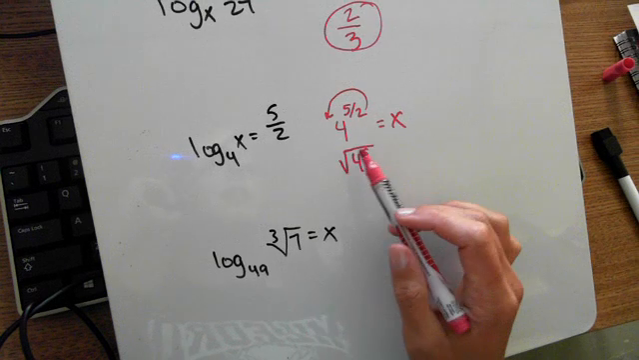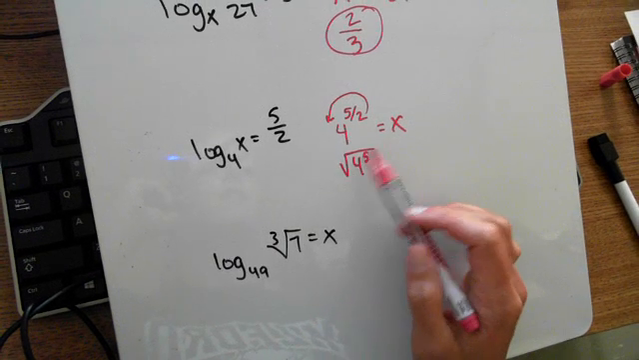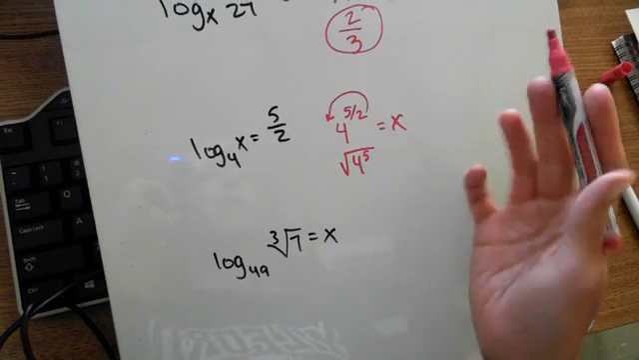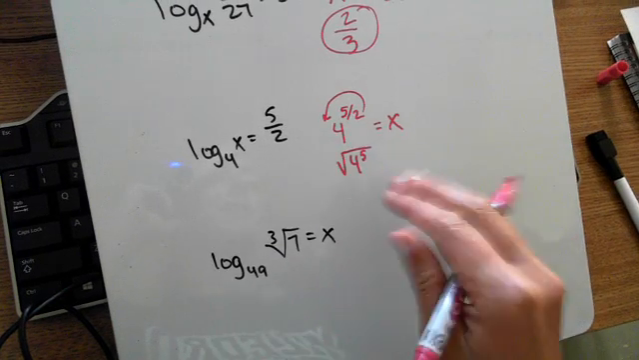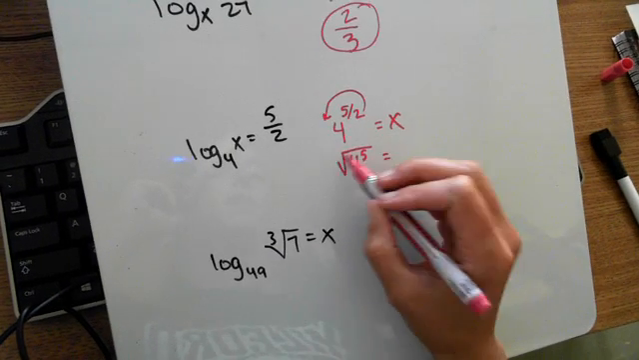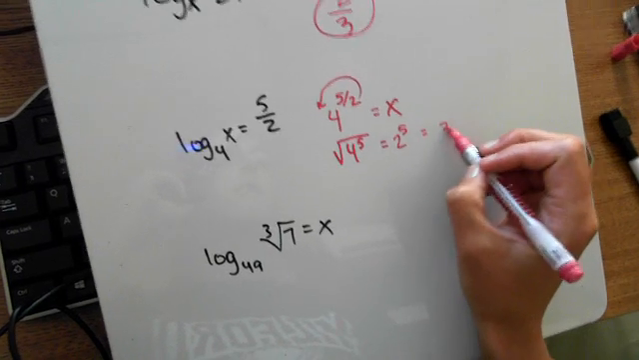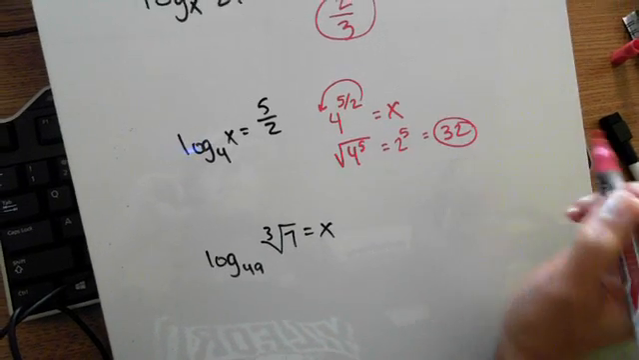You can do it in any order. You could take the square root of 4 and raise that number to the 5th, or you could take 4 to the 5th and then take the square root of that number. I think it's easier to take the root first because then you can do it in your head. So if we take the square root of 4, we get 2. We raise 2 to the 5th power. That tells me x is 32.